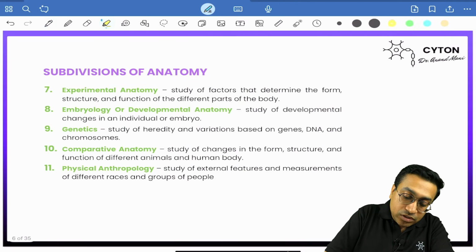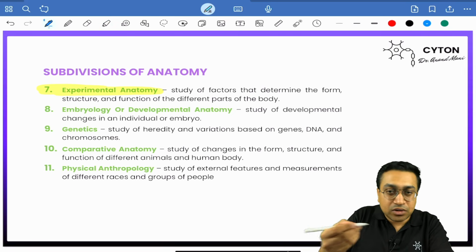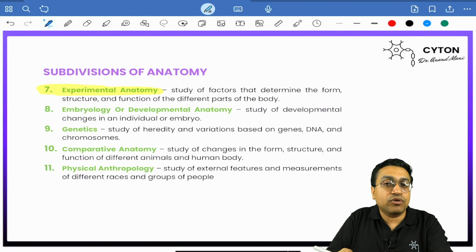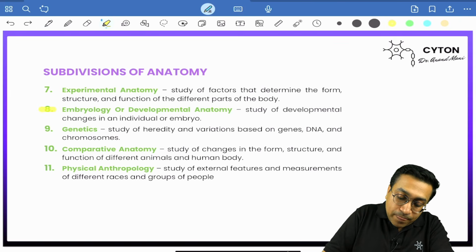Then we go on in the list, that is the experimental anatomy. That is something which you just need to know about. It is a study of various factors which determine the form, structure and function of the different parts of the body. Another thing which you should be knowing, I'm not highlighting that one, which is not important, but awareness is important.